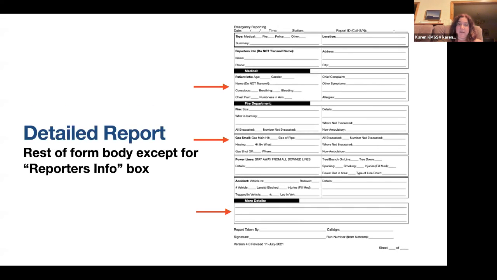The next phase is the detailed report. And for this is the rest of the main body of the form, except for the reporter's info box. And after we get this information filled out, we can make a detailed report to our net control, who's going to in turn make a detailed report to 911 services. And 911 is then going to pass on the relevant details to the emergency services personnel who are already on their way to the emergency site.